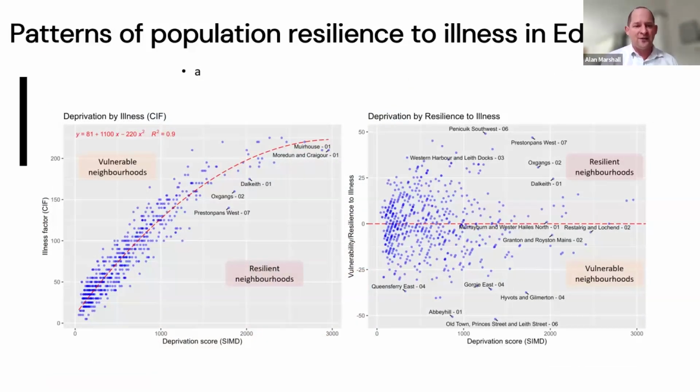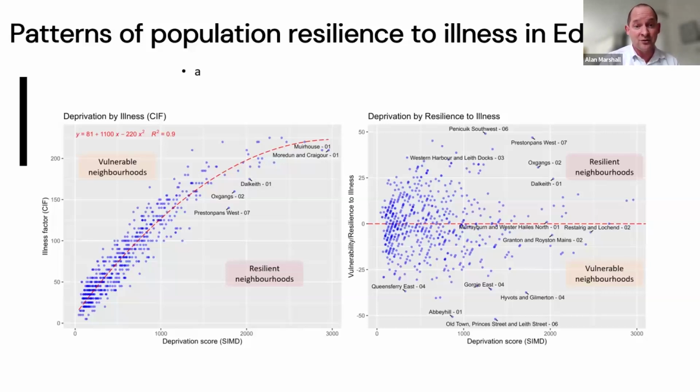And the graph on the left shows you how we produced this. So essentially, along the horizontal axis, we've got the deprivation score. And along the vertical axis, we've got a measure of poor health in those neighbourhoods. So the higher up the scale, the poorer the health. And each of these blue dots is a neighbourhood within Edinburgh.